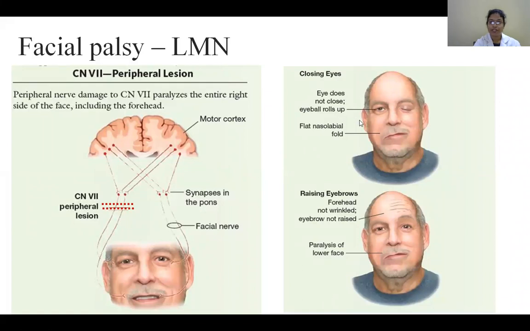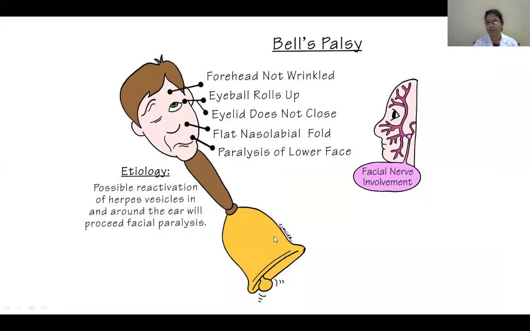So here what we will see, there will be failure of closure of eyelids, Bell's phenomenon would be present. Again, there would be loss of the nasolabial folds. When you ask the person to raise his eyebrows, the wrinkling would be absent. So this is how we distinguish between the upper motor neuron lesion and lower motor neuron lesion.